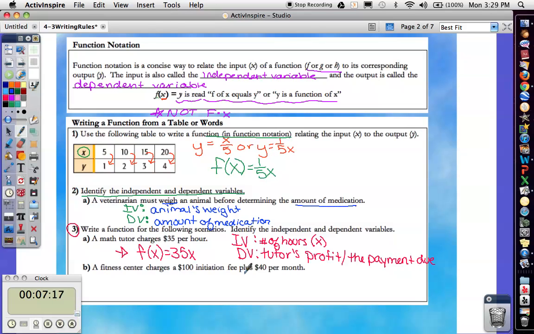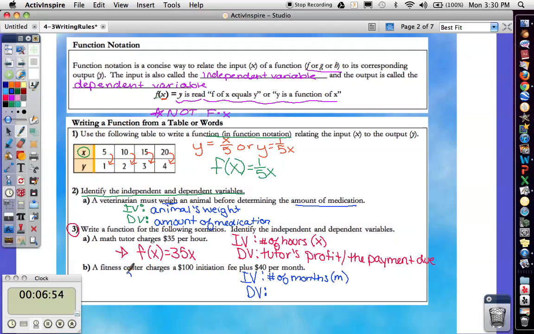Okay, so for B, again, we want to do the independent and dependent variable. Guys, you can write the rule first, or you can set up the independent and dependent variables first. It doesn't matter here. A fitness center charges $100 initiation fee plus $40 per month. So the number of months is going to be my independent variable. That's what's going into my equation. And you know what? This time I'm going to use m.